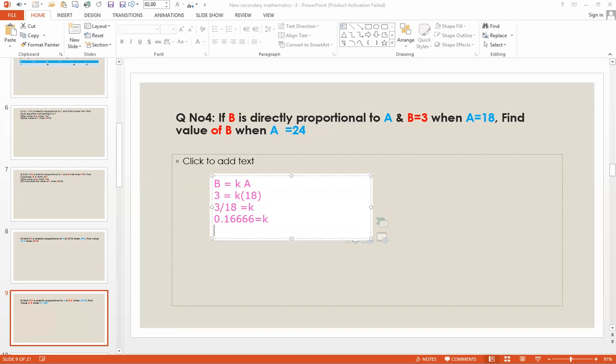So first we write this equation: B is equal to 0.166A. Now we move toward the question. They are saying find the value of B when A is equal to 24. So here I have 0.16666 and the value of A I have to write within a bracket. Simply I have to multiply and then I will get my answer. Okay. So please help me. You have to multiply.